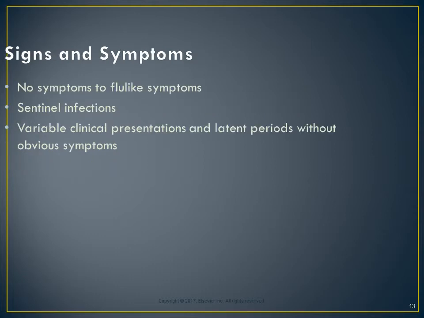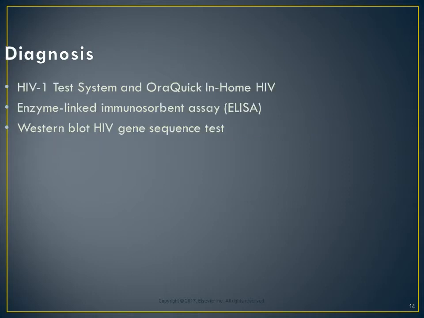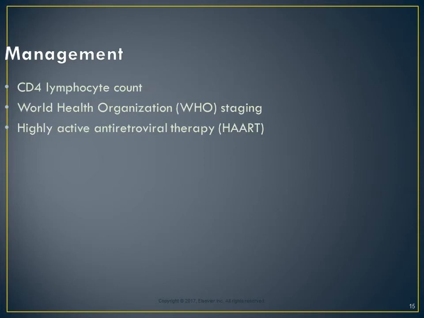Signs and symptoms. They might have no symptoms, or it might be flu-like symptoms. Sentinel infections are key there. Variable clinical presentations and latent periods without obvious symptoms are all common. To diagnose HIV, the HIV-1 test system and OraQuick in-home HIV are two tests that can be done simply. Enzyme-linked immunosorbent assay, or ELISA, is another one, and then it always needs to be followed up with a Western blot HIV gene sequence test. You can see further on box 11.6 on page 229.